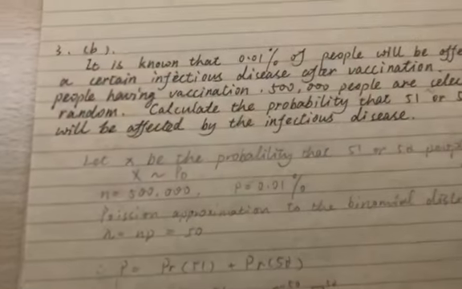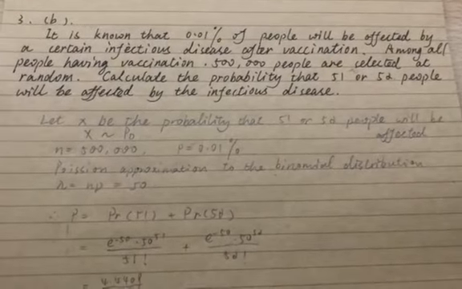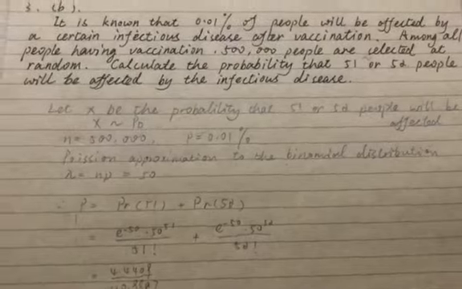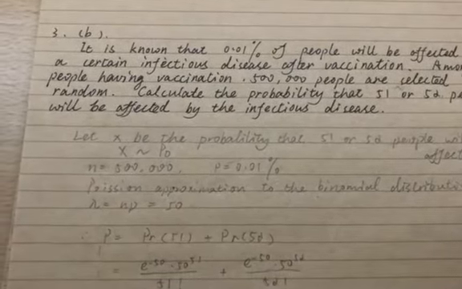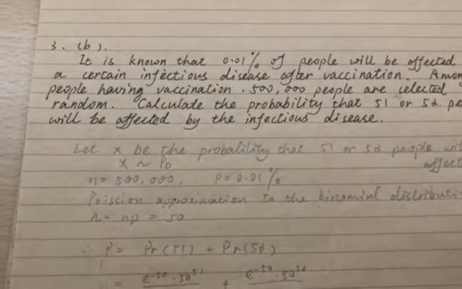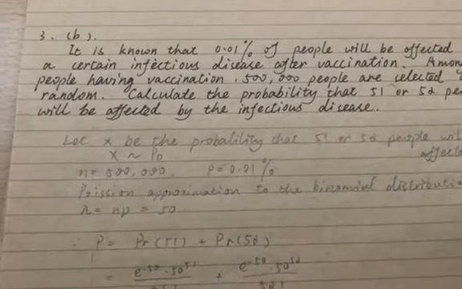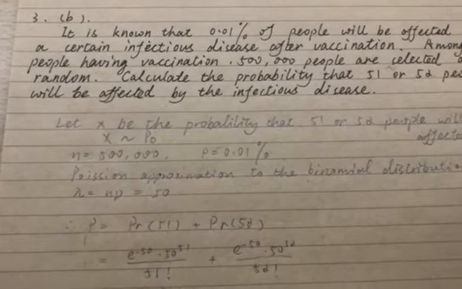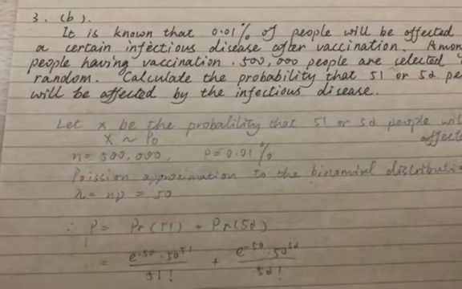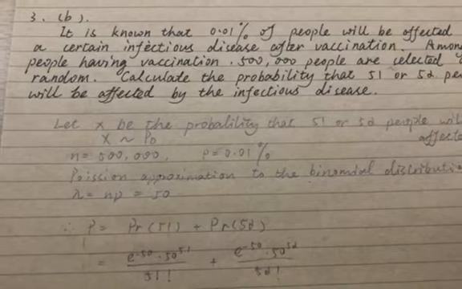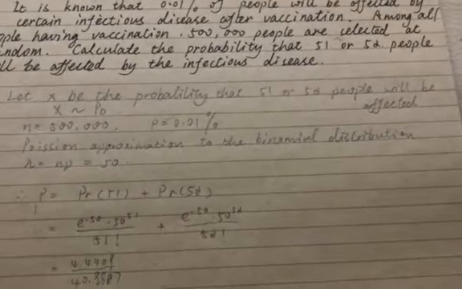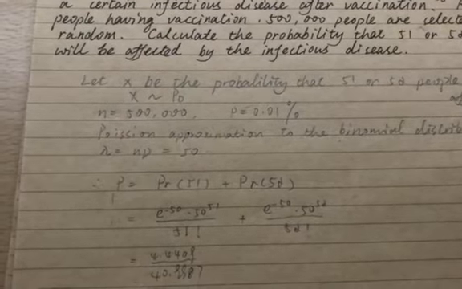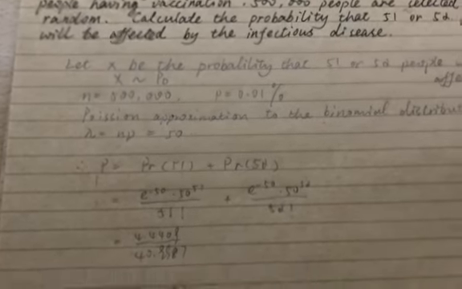So let x be the number of people affected. From the question, we know that x follows a binomial distribution, and n equals 500,000, and p equals 0.01%, near 0. So it follows the Poisson approximation to the binomial distribution. Lambda equals np, which is 50.